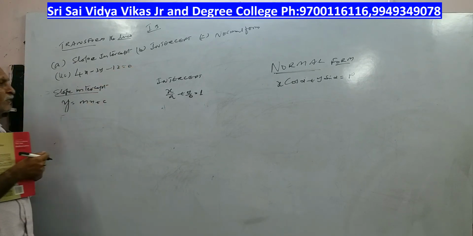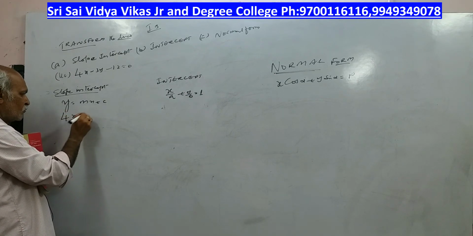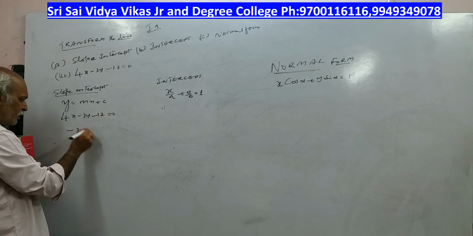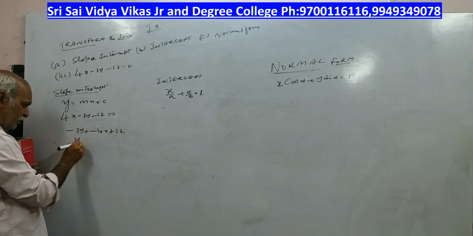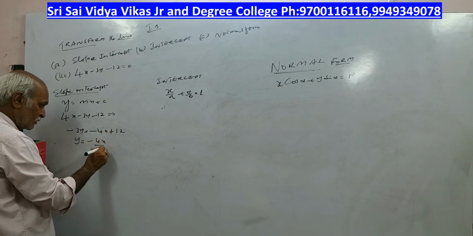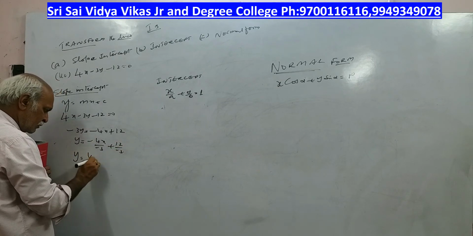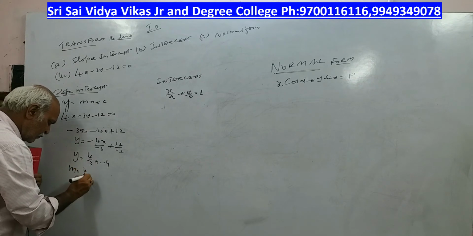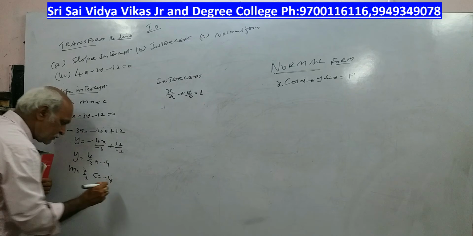4x minus 3y minus 12 is equal to 0. So, 4x minus 12y is equal to 0. Keep minus 3y, bring the term to this side: minus 3y equals minus 4x plus 12, divide by minus 3. Y is equal to 4 by 3 x minus 4. Here, what is the m value? 4 by 3, c value minus 4. Right, next.